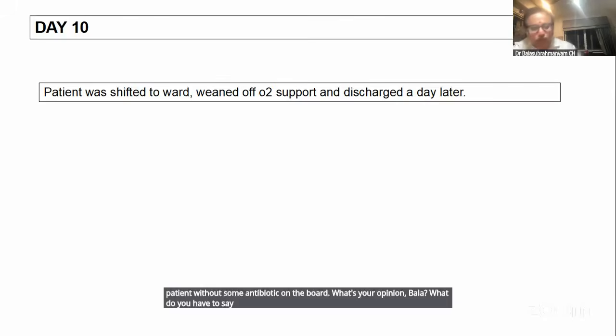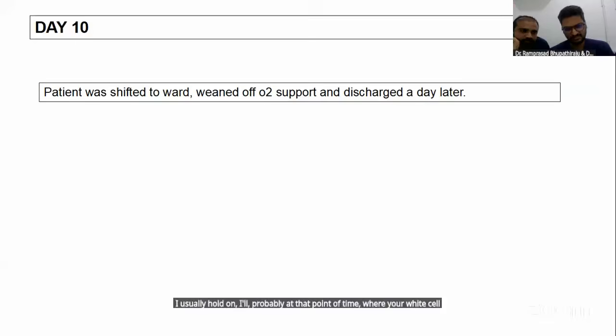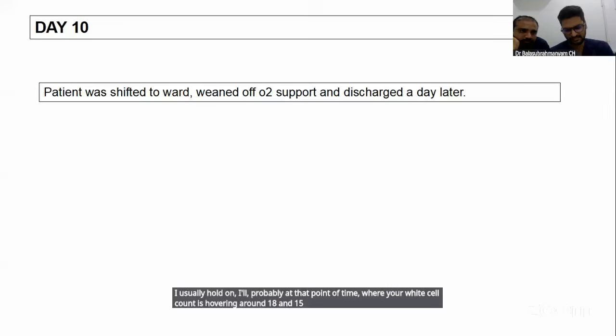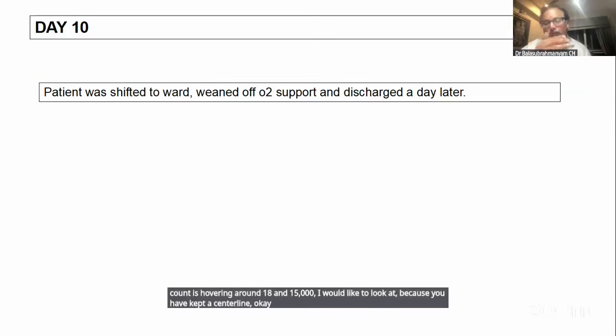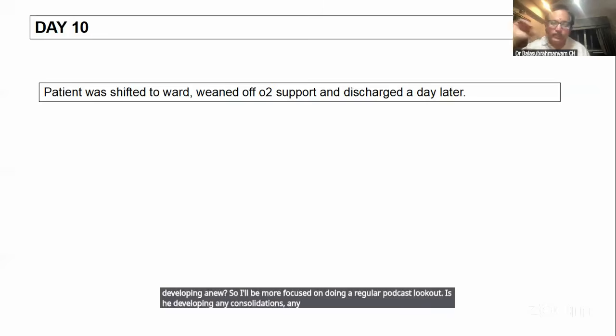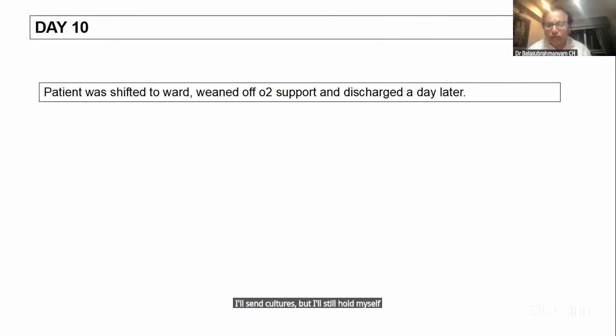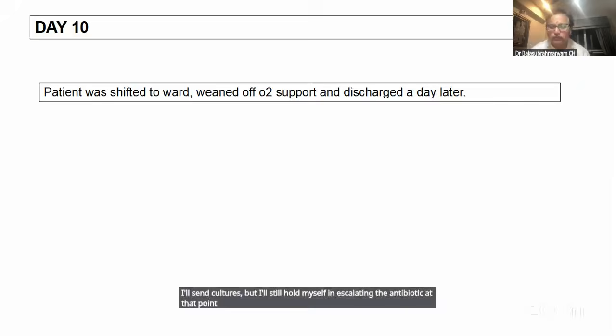I usually hold on. At that point of time, where your white cell count is hovering around 18 and 15,000, I would like to look at the fact that you have kept a central line. You have a patient who was hypoxemic; is he developing a new problem? So I'll be more focused on doing a regular focus lookout. Is he developing any consolidations, any line infection? I'll send cultures, but I'll still hold myself back from escalating the antibiotic at that point. With one spike of fever on two consecutive days, I'll not be jumping on.